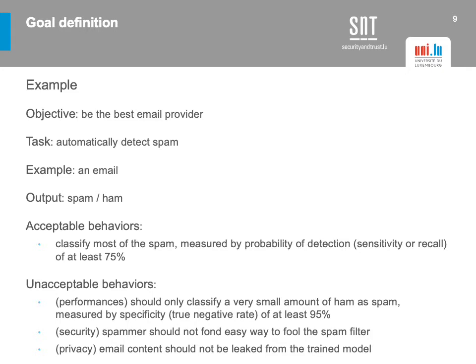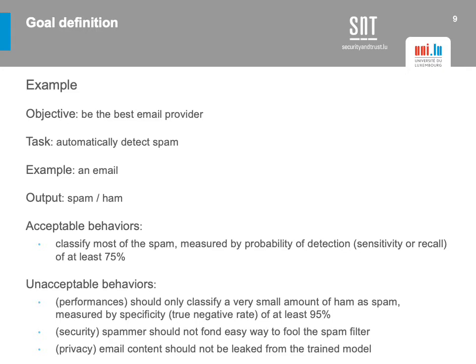Another type of unacceptable behavior can be security. In terms of security, a spammer should not be able to find an easy way to fool the spam filter. So, for example, if the spammer replaces some normal Occidental characters by some characters that look exactly the same but that are in another alphabet, the spam filter should not be fooled by that. Or maybe it would also be good if the spam filter would not be fooled by synonym changes. So if the spammer changes some words by some synonym, it should not change the classification of the spam filter.